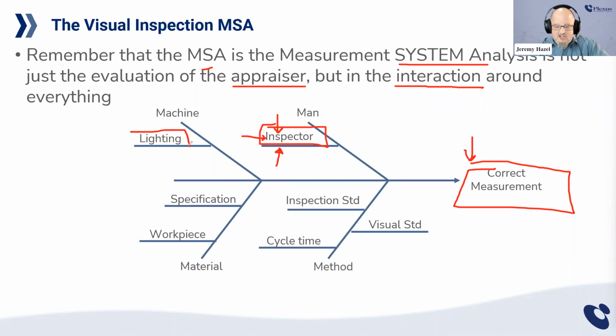But we position the operator between the workpiece and the light. So let's say the light is behind the operator and that operator is making a judgment call on the workpiece. The lighting may be acceptable. The inspector might be capable. But if you've taken webinars with me before, you remember me saying the action is in the interaction? The interaction between the inspector, the lighting, and the workpiece is where it messes up.